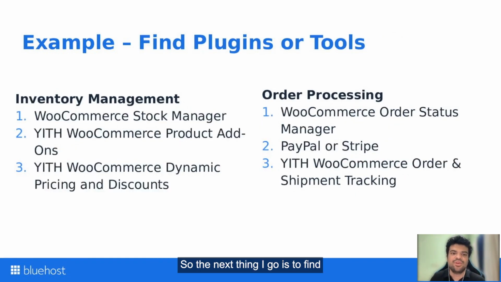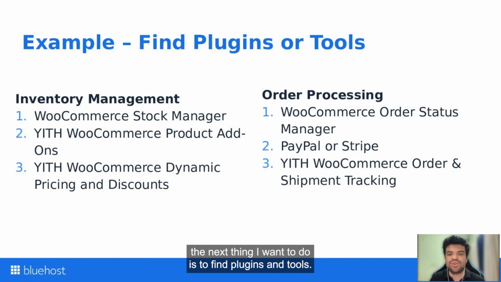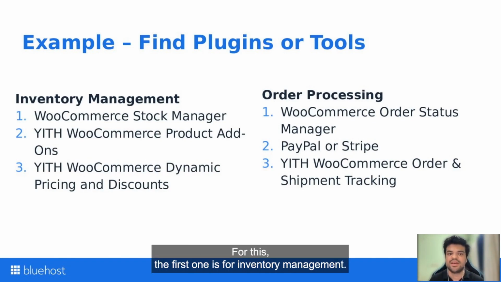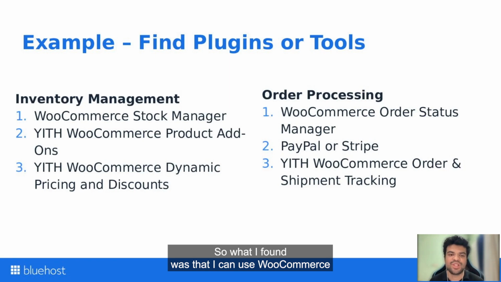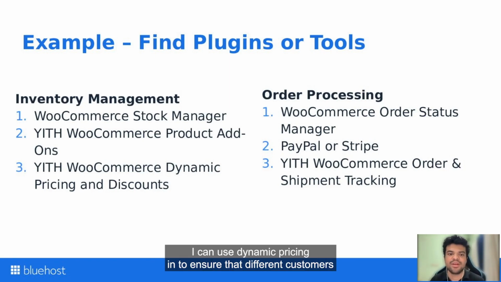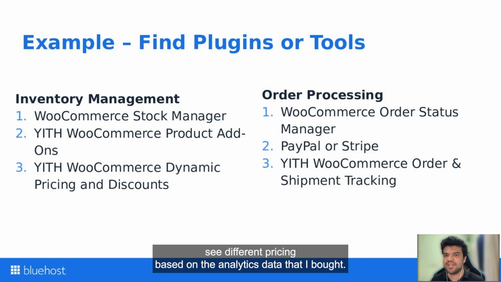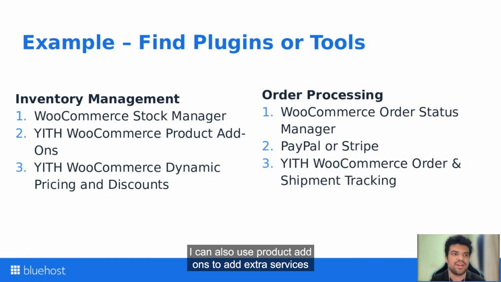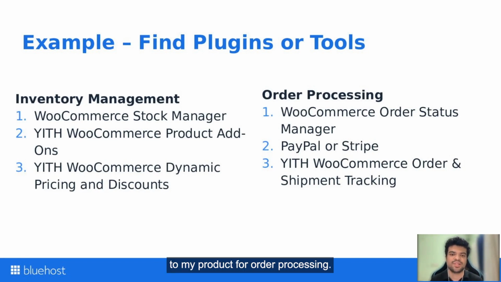So the next thing I want to do is find plugins and tools for this. The first one is for inventory management. Like I mentioned, you have to do a thorough set of research with those 7 or 8 points that we discussed. What I found was that I can use WooCommerce Stock Manager to manage my product stocks. I can use dynamic pricing to ensure that different customers see different pricing based on the analytics data that I got. I can also use product add-ons to add extra services to my products.